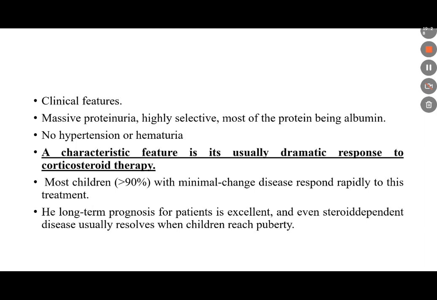So clinically, it's a child presenting with massive proteinuria, highly selective. Most of the protein is albumin. There is no hypertension or hematuria. But a characteristic feature is that the patient has an amazing response to steroids. They will respond positively 90% of the time. The long-term prognosis is excellent.